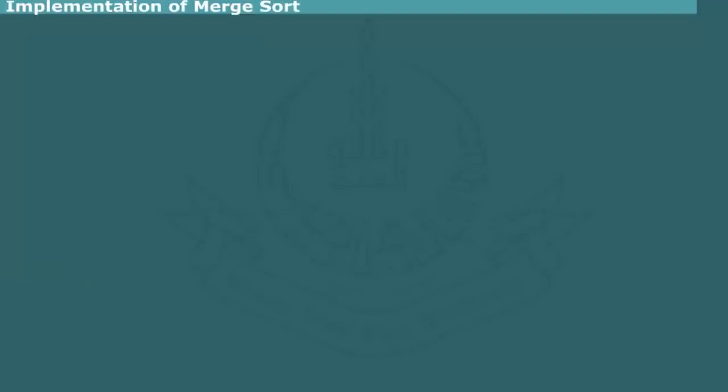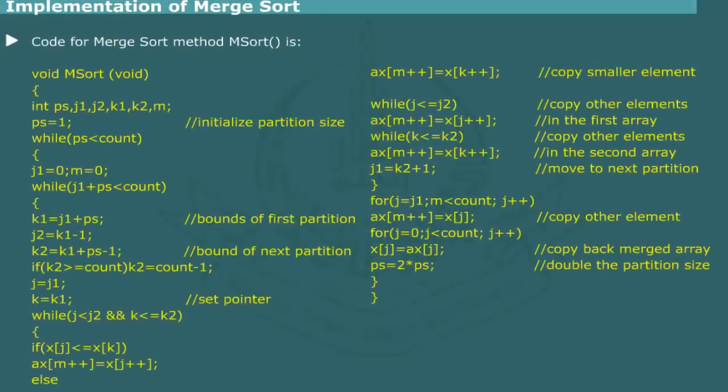Implementation of merge-sort. The code for implementation of the merge-sort method msort is listed in the figure. It uses a variable ps which holds the partition size. It is initially set to 1 to partition the array into subarrays of one element each. At the end of a pass, the partition size is doubled. A while loop controls the partitioning process. It terminates the procedure when the partition size exceeds or equals the array size.